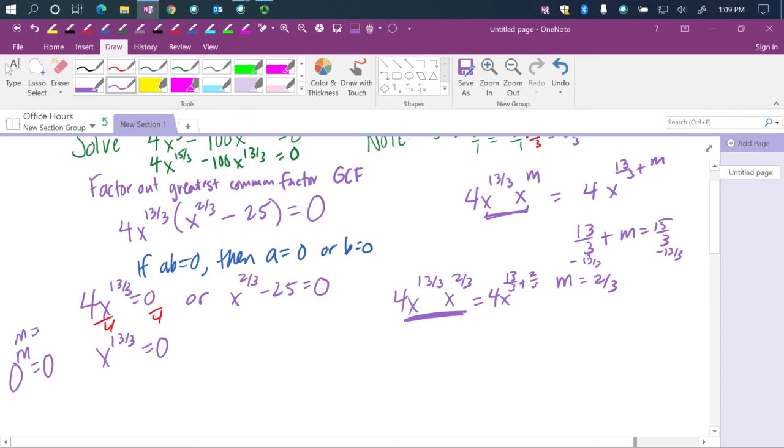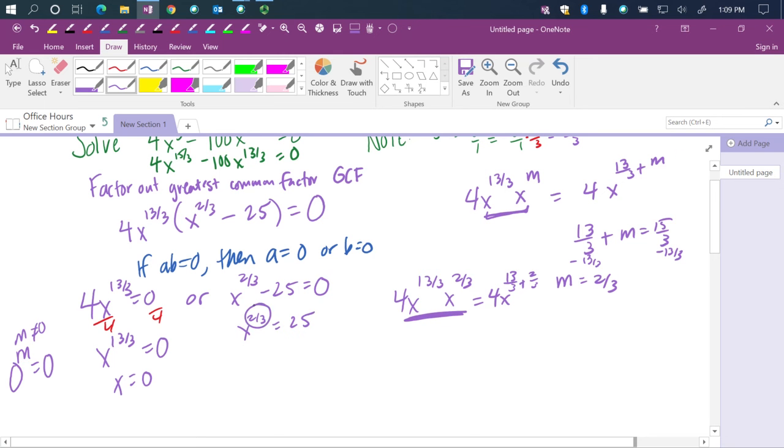Like I said, as long as m is not 0, that means x is 0. You could also raise both sides to the power of 3 over 13, but this is easy enough just to say, well, 0 to some power is going to be 0. Okay? And then over here we say, well, x to the 2/3 equals 25.